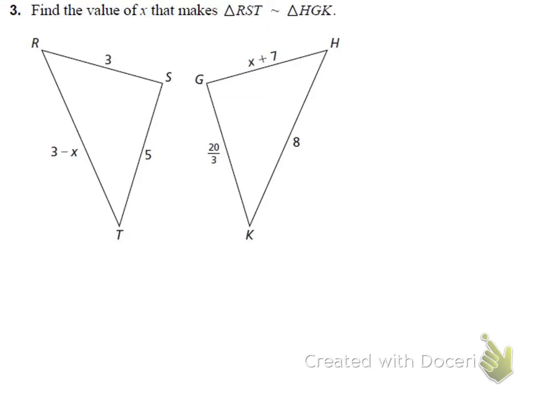So this is on 8.3, the last question. If it helps you, you can highlight the corresponding parts so that you don't make a mistake. I'm going to do that. RS corresponds with HG. ST corresponds with KG. And then RT corresponds with HK.